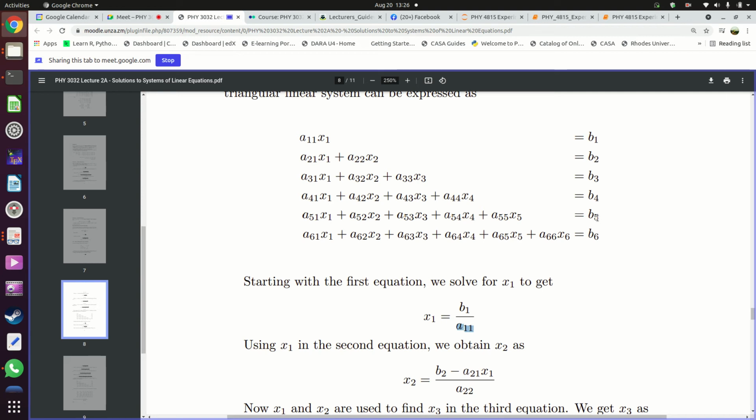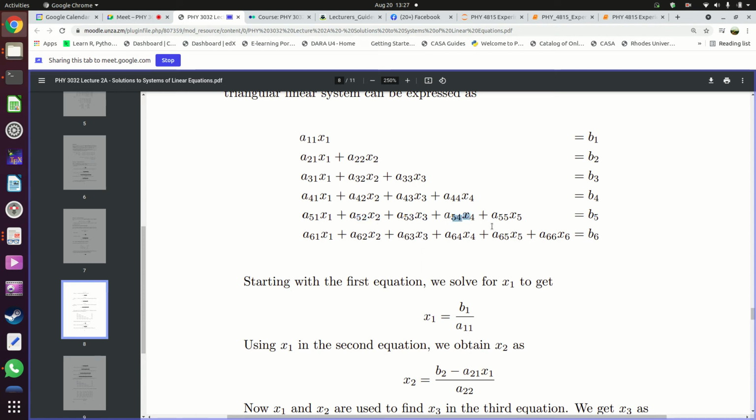Since the row number is 5, the coefficients are going to have 5. So we're going to start by subtracting 1 from 5, so we end up with 4. So we're going to have b5 minus a54 x4 minus a53 x3 minus a52 x2 minus a51 x1, which is what we have here: a51 x1, a52 x2, a53 x3, a54 x4.